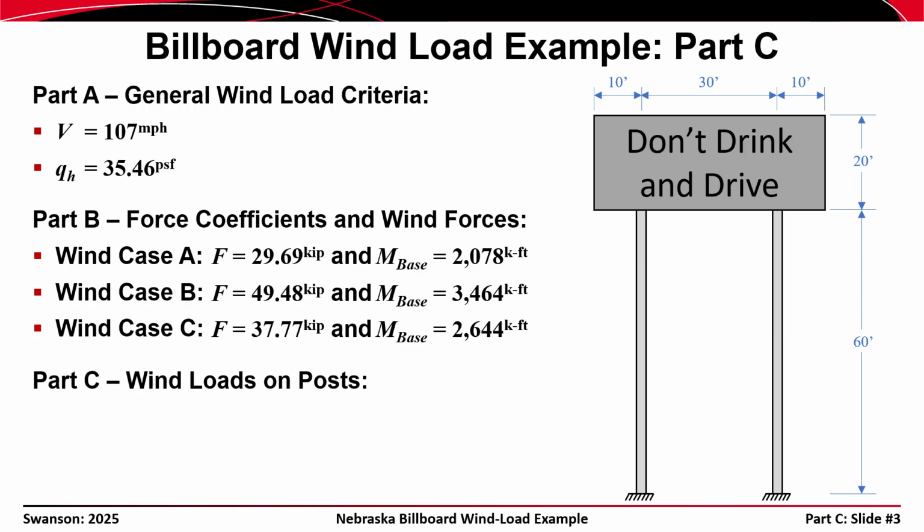The goal of this part of the example, Part C, is to calculate the load resulting from the wind acting on the posts themselves. Later, in Part D, we will investigate the effects that an alternate topography might have on the wind loads acting on the billboard.